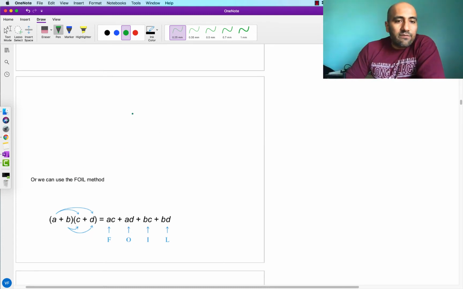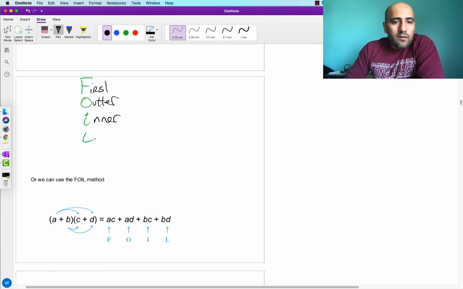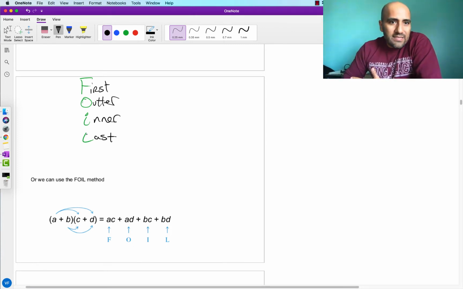FOIL, right? So what does FOIL stand for? F-O-I-L, right? Stands for the first, the outer, the inner, and last. It's just a mnemonic device. It's just a way to get people to memorize what to do. There's nothing special about the word FOIL in itself. It's just to help you remember this little pattern.